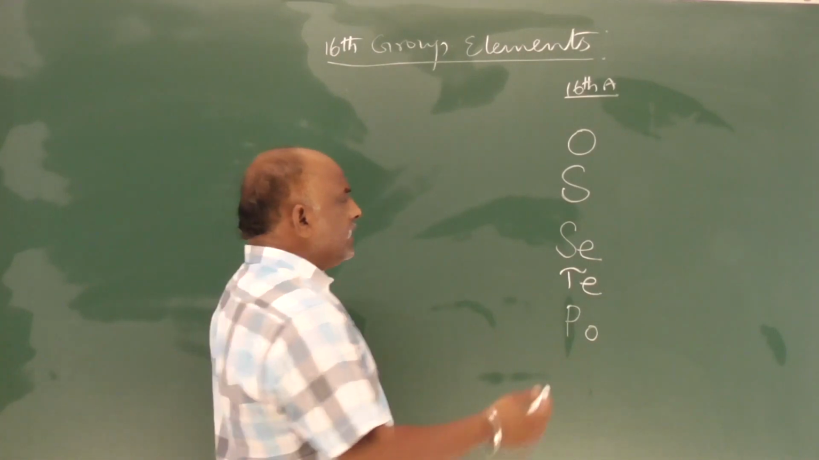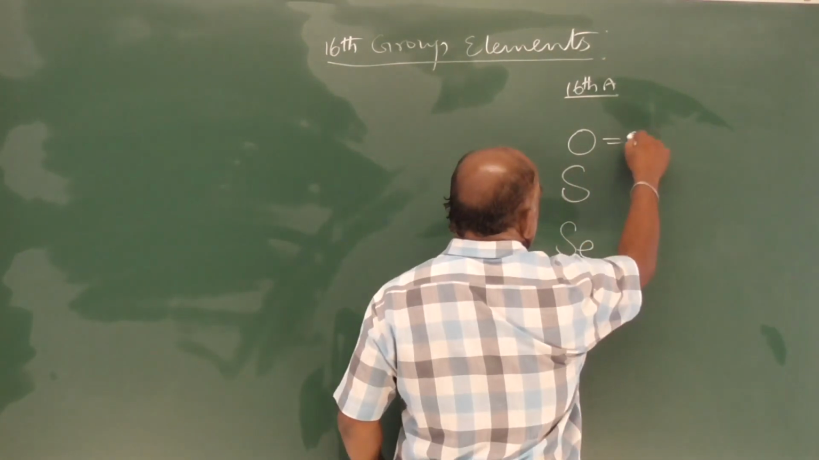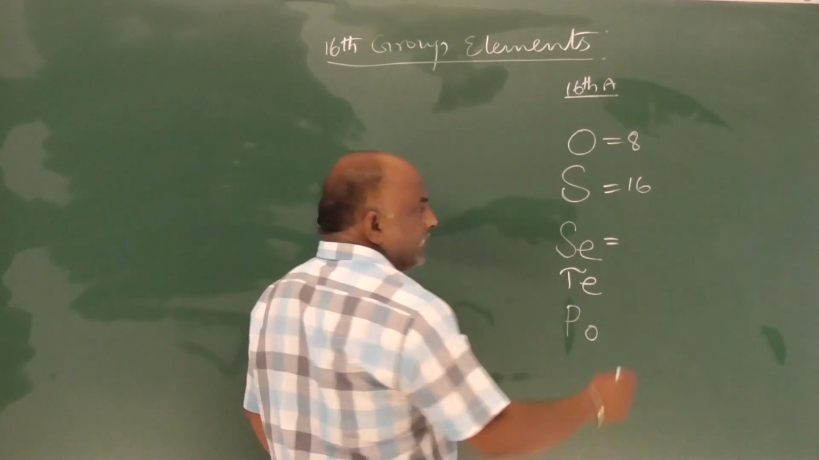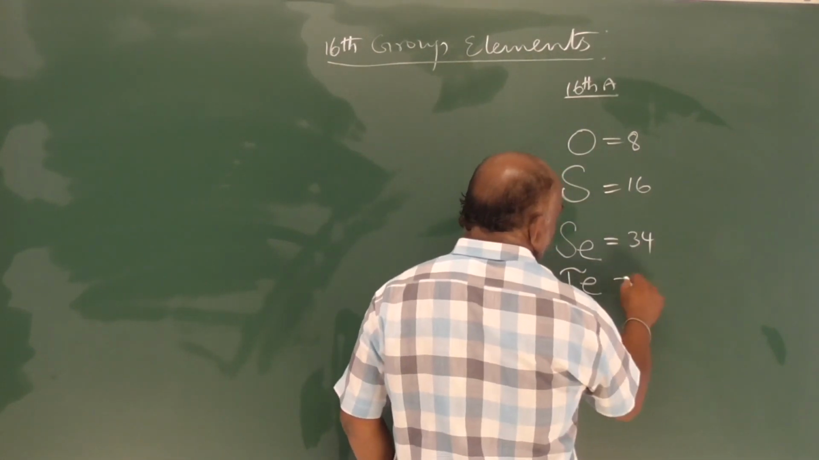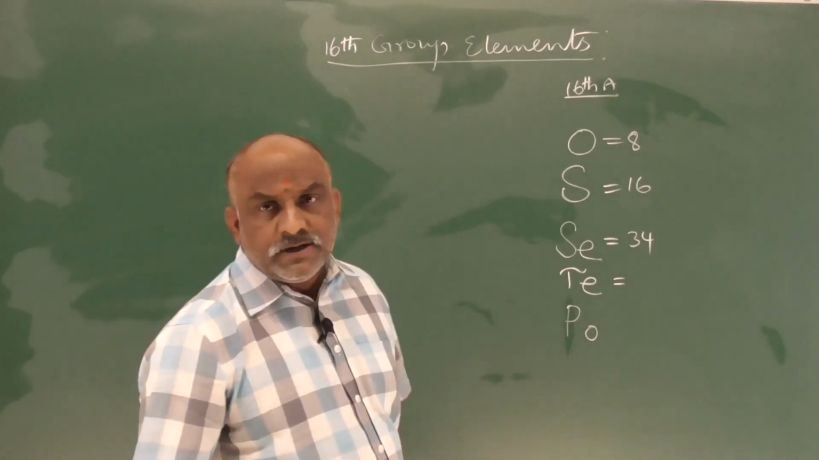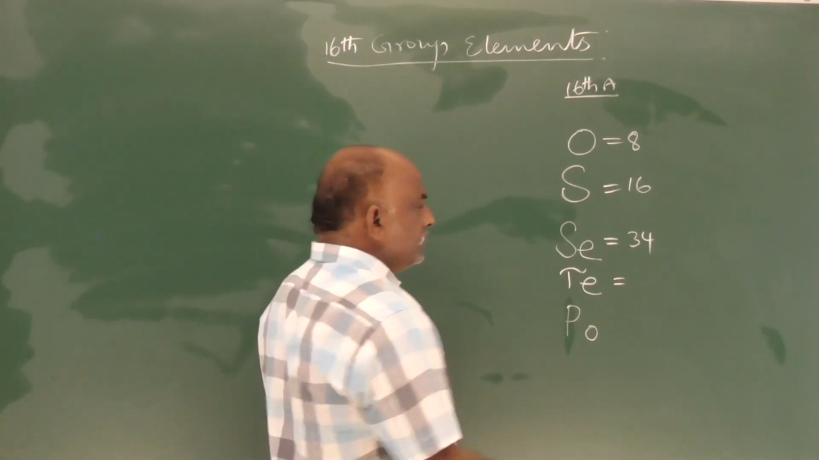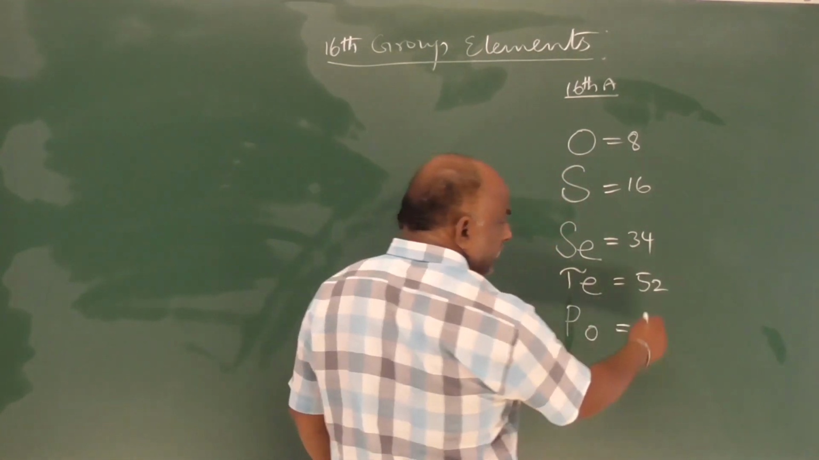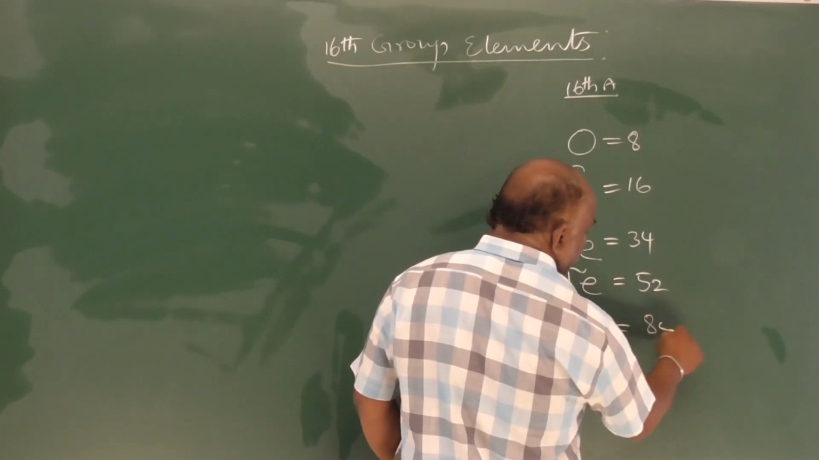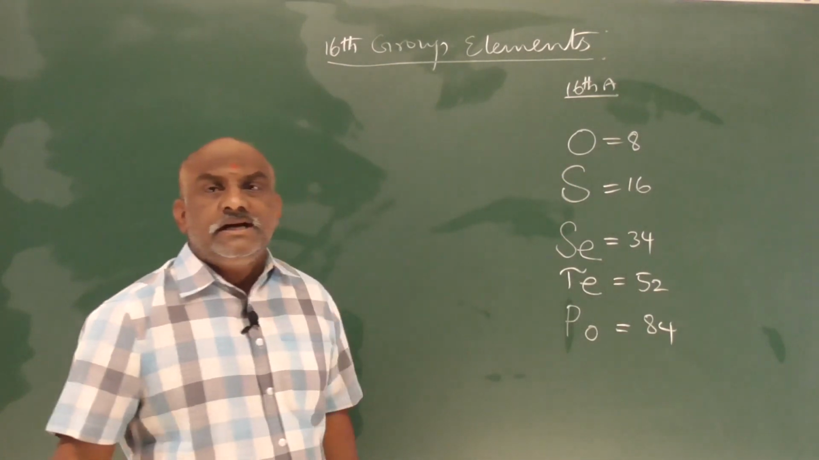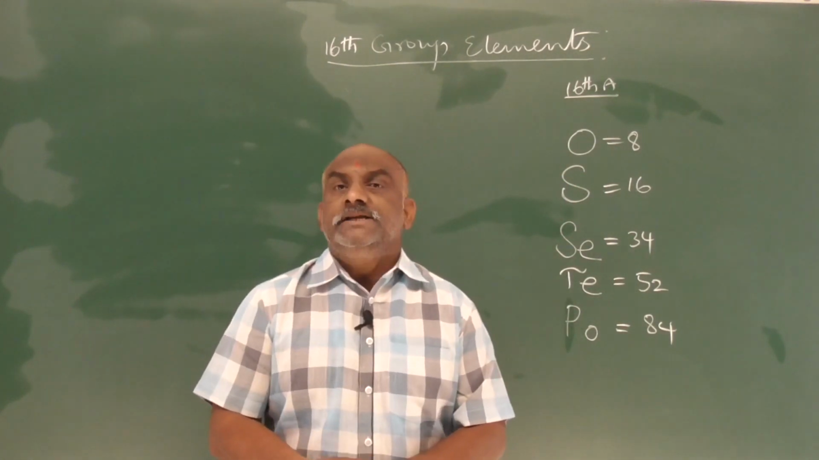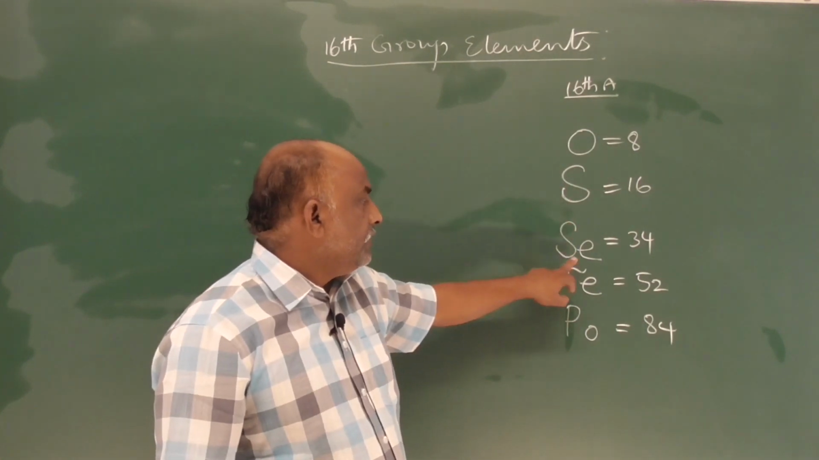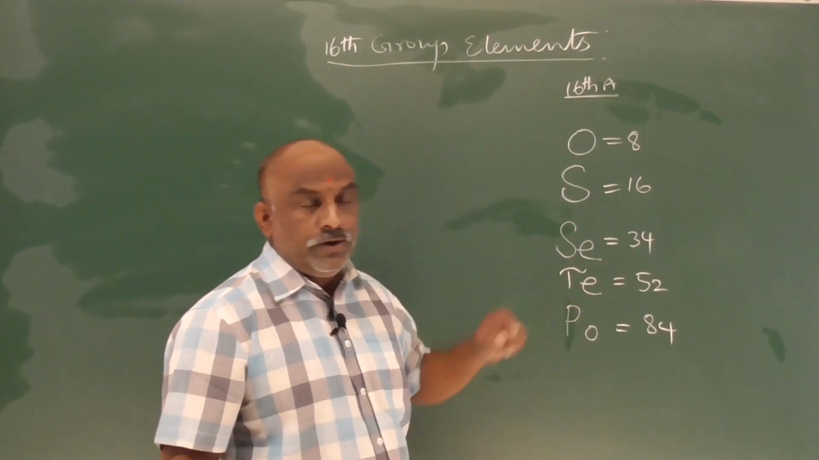We know that oxygen has atomic number 8, sulfur atomic number 16, selenium atomic number 34, tellurium atomic number 34 plus 18, which is 52, and polonium atomic number 52 plus 32, which is 84. These are the atomic numbers of the respective elements: oxygen, sulfur, selenium, tellurium, polonium.